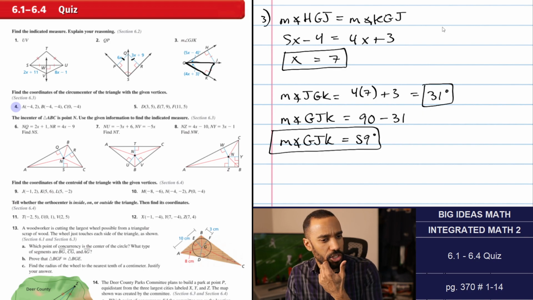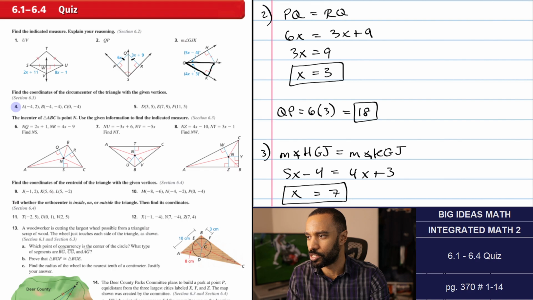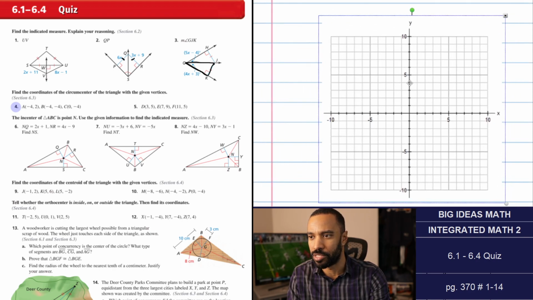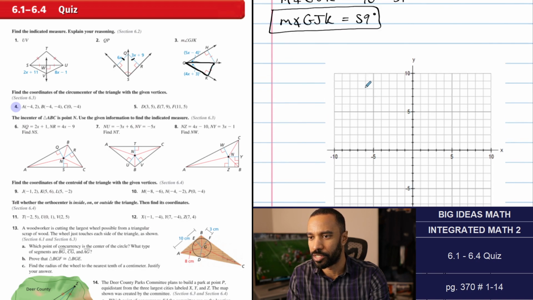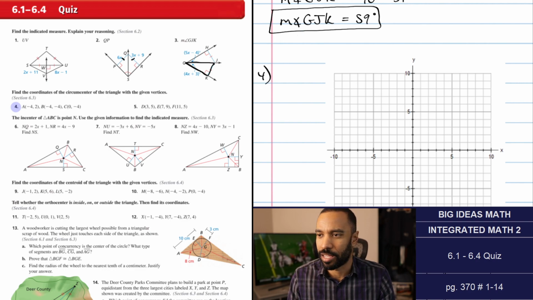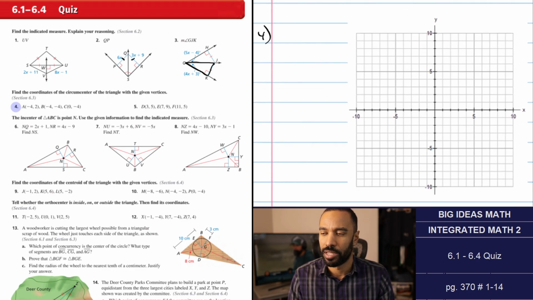All right, let's move on to number 4. Find the coordinates of the circumcenter of the triangle with the given vertices. Let me copy over a graph paper thing, and I hope that all these stay within the bounds of -10 to 10. No guarantees there. But number 4. We have A at -4, 2, B at -4, -4, and C at 0, -4.